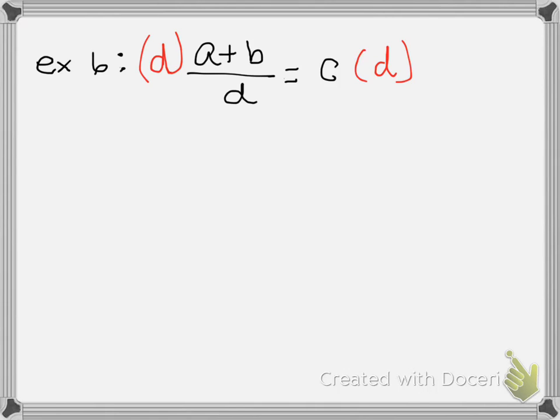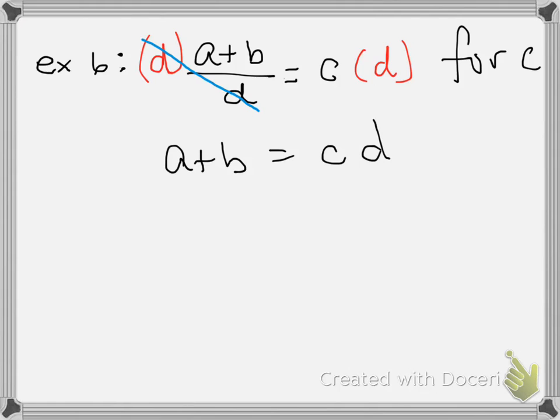So I'm going to multiply both sides by d because this whole thing up here is being divided by d, and the opposite of divide is multiply. Now the d's will cancel out, so I have a plus b equals cd. Oh, I didn't tell you what we're solving for. We're solving for C. Man, I'm sorry about that.